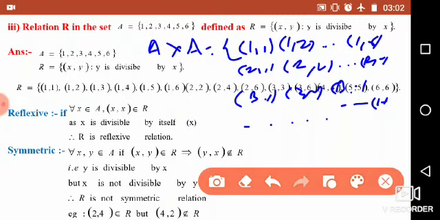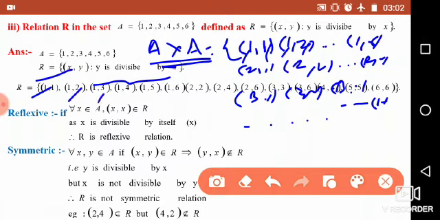Now the relation R is a subset of A cross A. Now we have to select the ordered pairs of this A cross A such that they satisfy the relation between x and y. The second element must be divisible by the first. Now 1 divides any element, therefore (1, 1) is a member of the relation R. The first element divides the second element, so (1, 2) is a member of relation R.